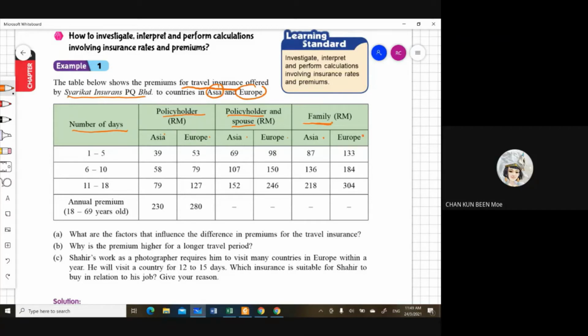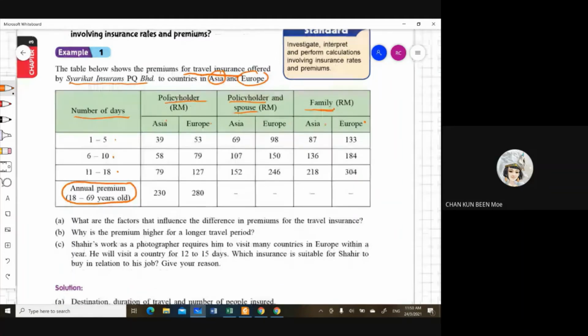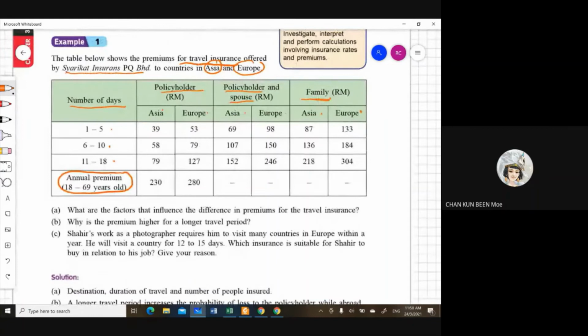So if you stay 1 to 5 days, that is the cost that is given. It's stated over there. If you stay from 6 to 10 days, the cost given, 11 to 18 days, and the annual premium. Annual premium means for the whole year. Okay, now we look at the question. A, what are the factors that influence the difference in premiums for the travel insurance? What are the factors? Can you guess? You see, for example, the policy holder, okay, go to Asia, 39 ringgit, Europe, 53.